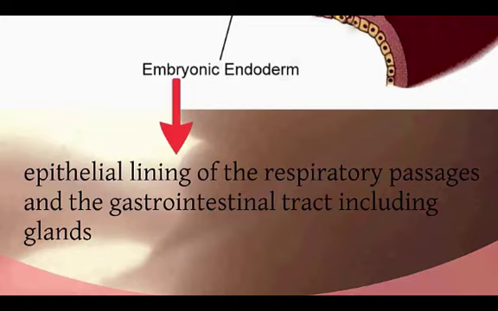The embryonic endoderm will give rise to the epithelial lining of the respiratory passages and the gastrointestinal tract, including glands such as the liver and the pancreas.